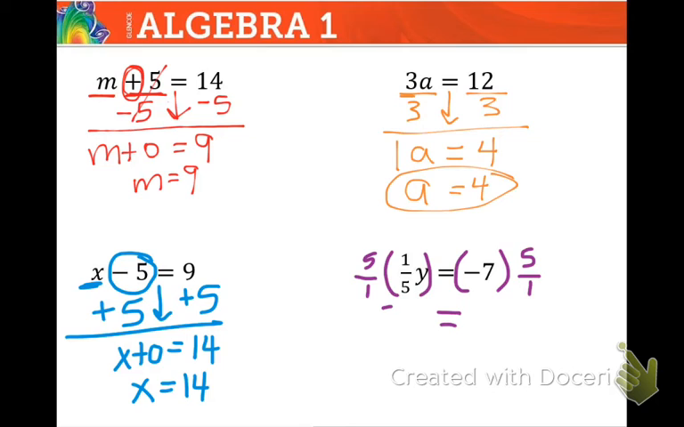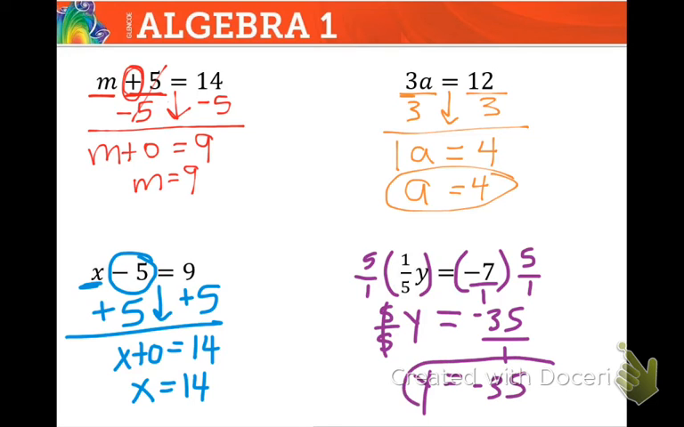So 5 times 1 is 5. 1 times 5 is 5. And then I'll have my multiply by y. So I can put my 7 over 1. So negative 7 times 5 is negative 35 over 1 times 1 is 1. So 5 divided by 5 is 1. So I have y. And negative 35 divided by 1 is just negative 35. And so, oh, my answer got hidden. One second. I'm going to write it over here since you can't see it. y equals negative 35. And that's my answer.